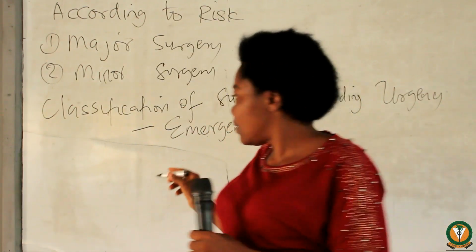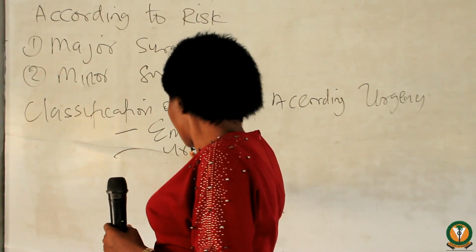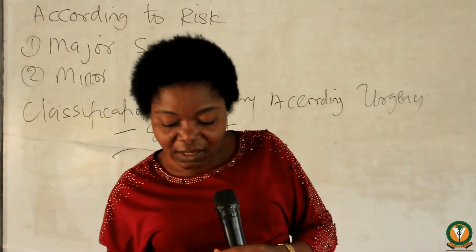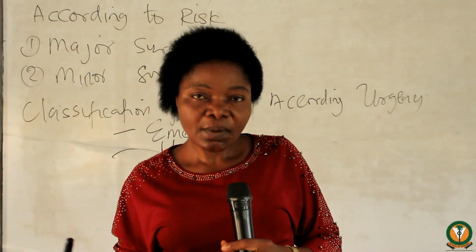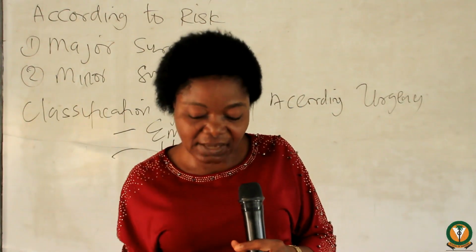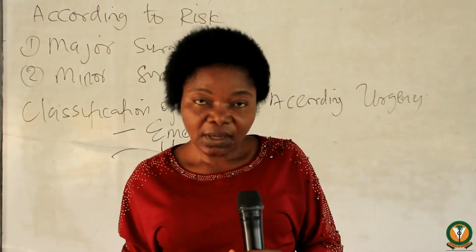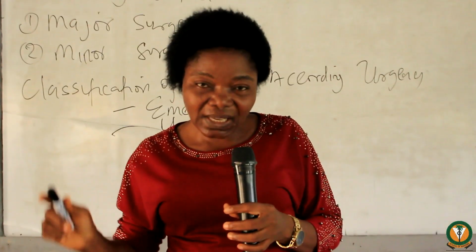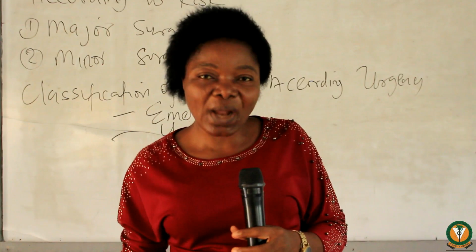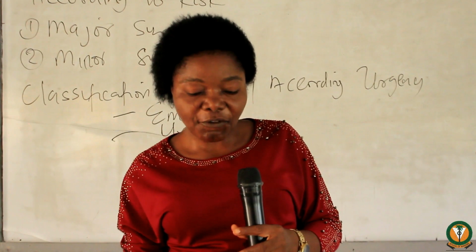Number 2 is urgent surgery. In urgent surgery, the patient requires prompt attention. It is not life-threatening, but there are priority signs that surgery should be done within 24 to 30 hours in order to save the life of the patient. Something like acute gallbladder infection or kidney stones. The patient requires surgery between 24 and 30 hours in order to save the patient's life.